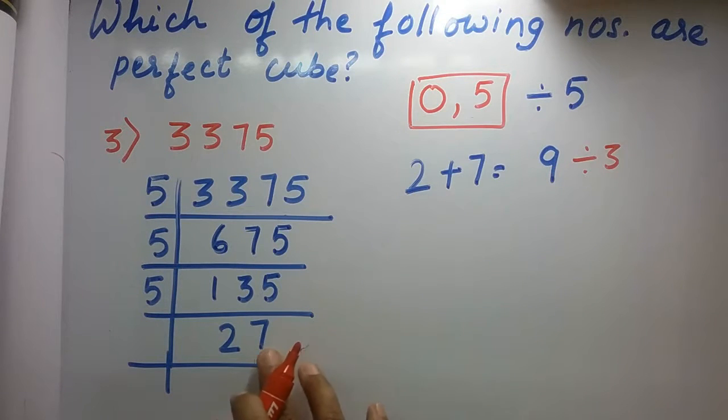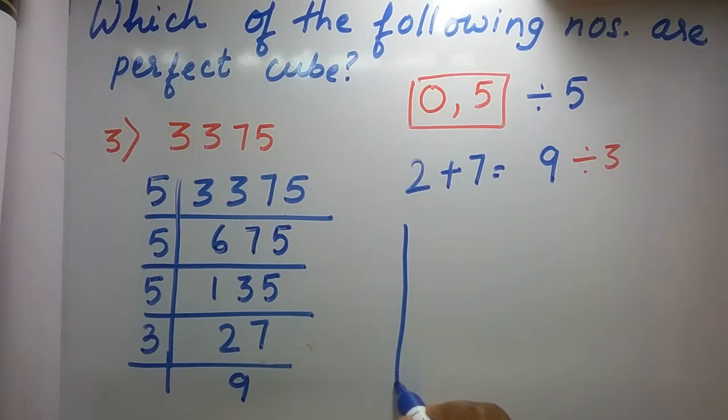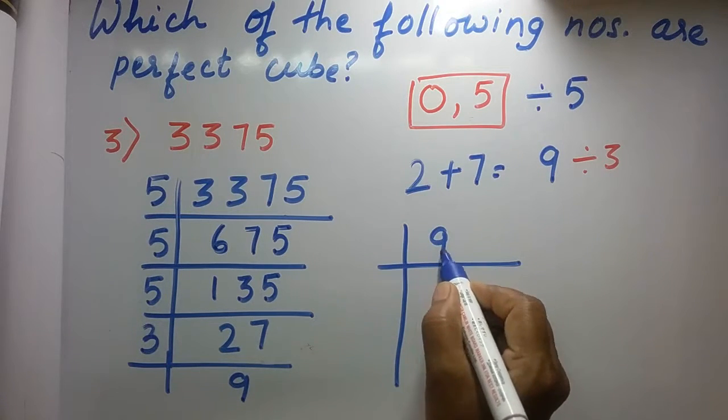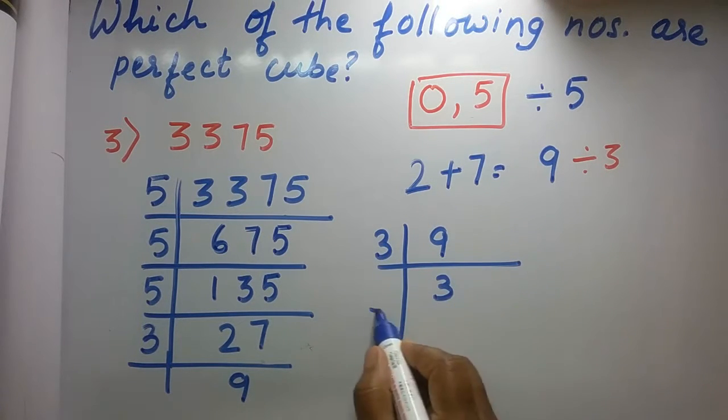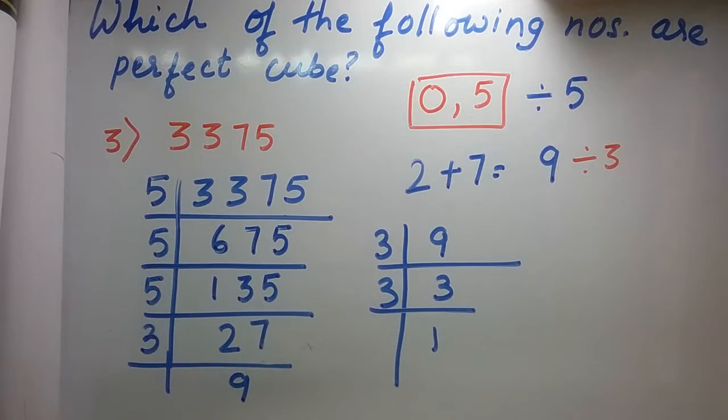As it is very simple, 27, you know that 27 comes in the 3 table. You can directly do it, no need to add also. 3 9s are 27. The rest I am doing here. 9, 3 3s are 9 and 3 1s are 3.